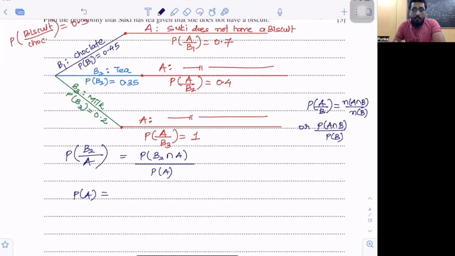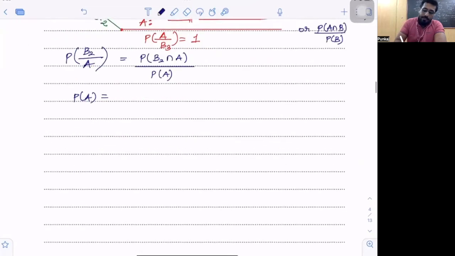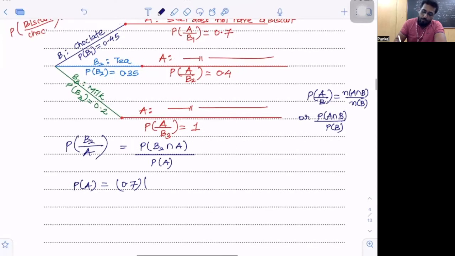Suki is not having a biscuit and she had a chocolate. So 0.7 multiplies with 0.45, right, students? Or I can say, or so that's plus, isn't it? She's not having a biscuit and she had tea. So that's 0.4 multiplies with 0.35, or she's not having a biscuit and she had milk. So 0.2. So I'm going to get what here?